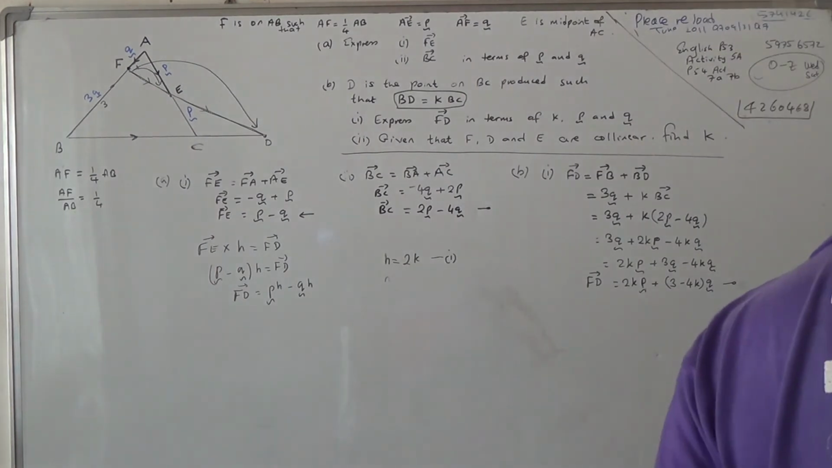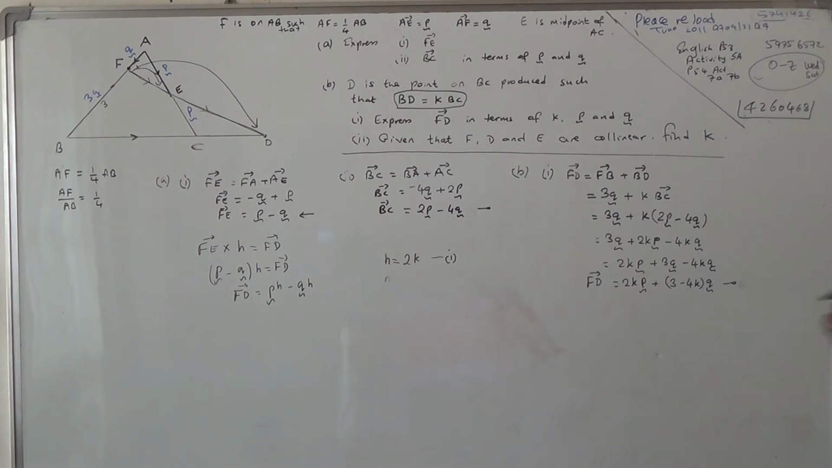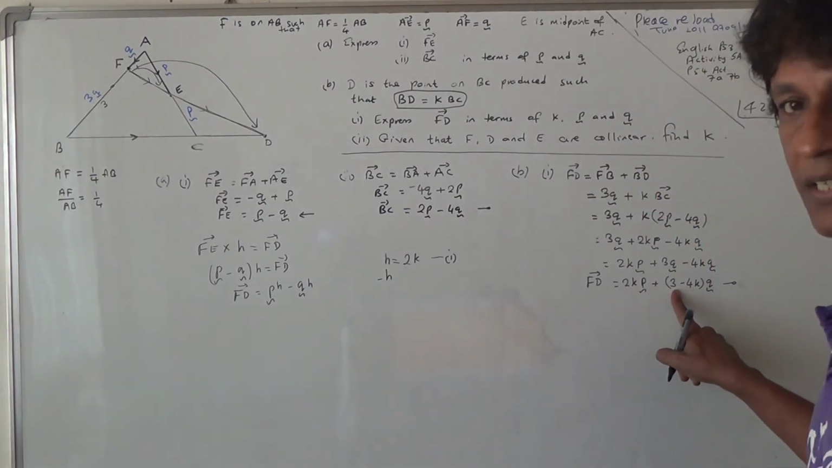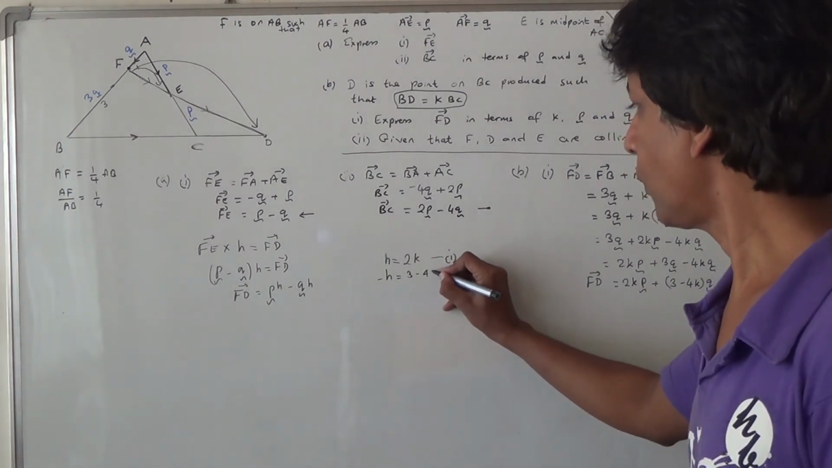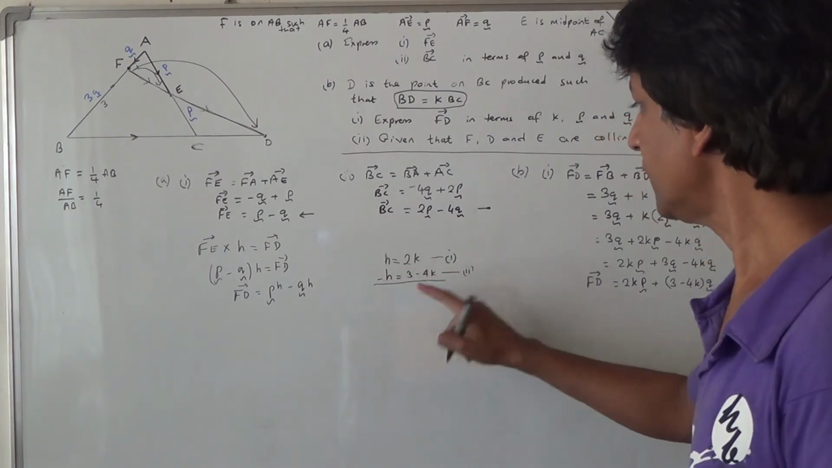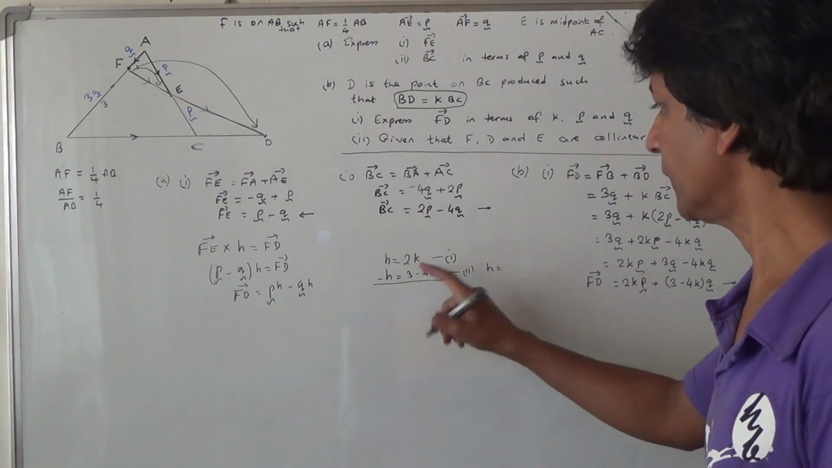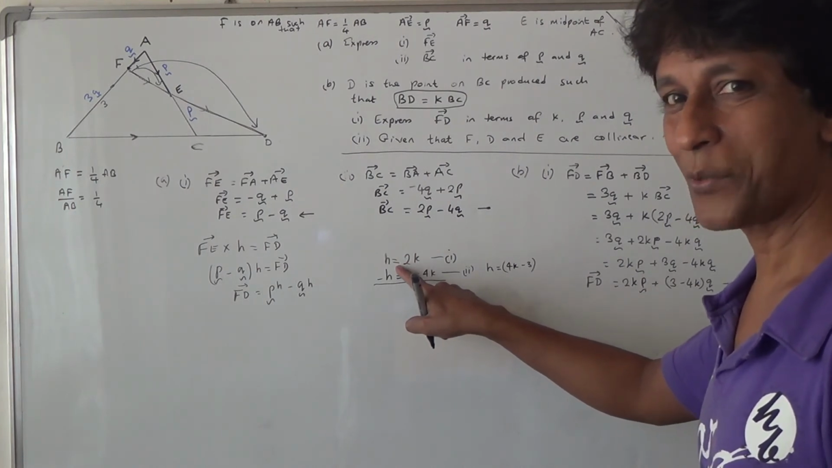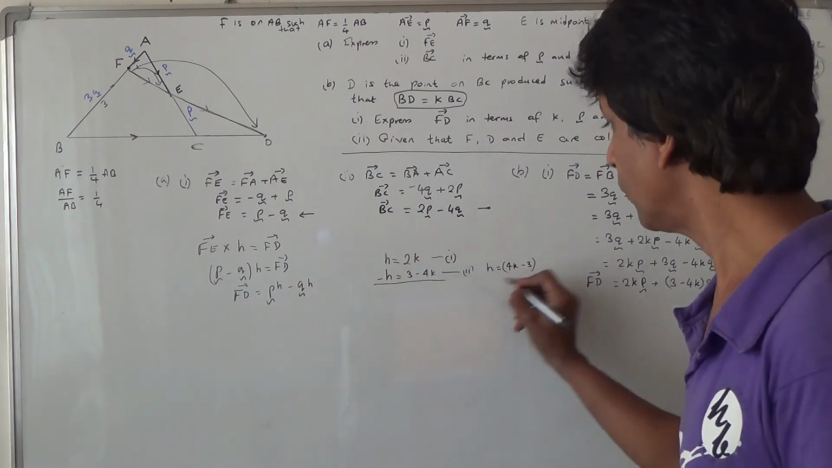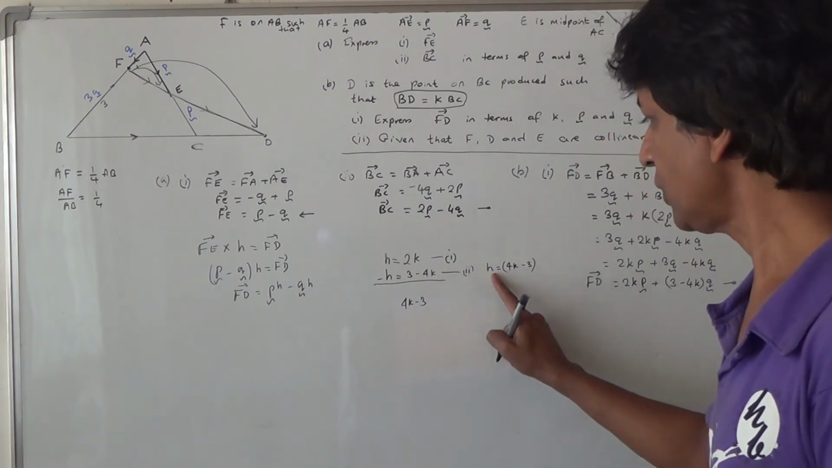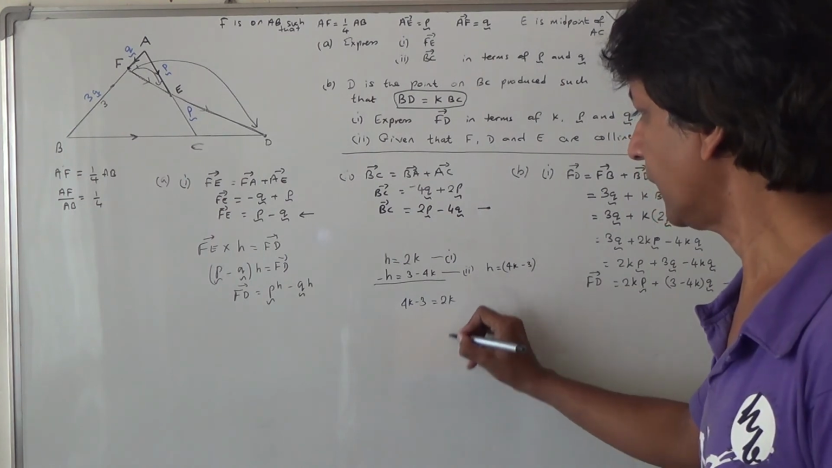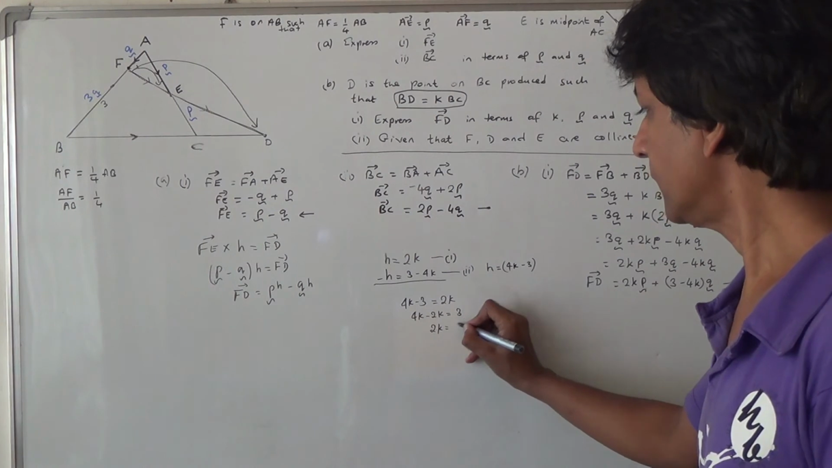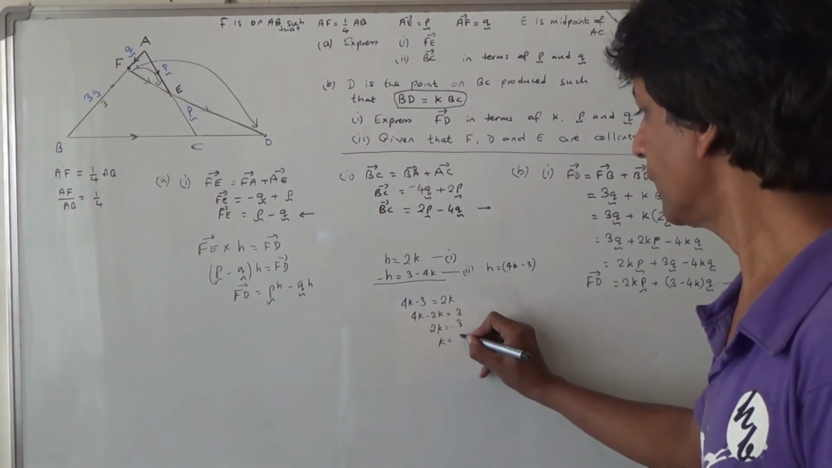I've got minus h is equal to, and for vector q, the coefficient of that one is 3 minus 4k. So it's equal to 3 minus 4k. This is my second equation. Now this equation can be turned into h is equal to, because this minus can go on the other side, it becomes 4k minus 3. The h can be substituted in the first equation. The first equation is h is equal to 2k. So h, which is 4k minus 3, is equal to 2k. So 4k minus 2k is equal to 3. And therefore 2k is equal to 3, and then k is equal to 3 over 2.